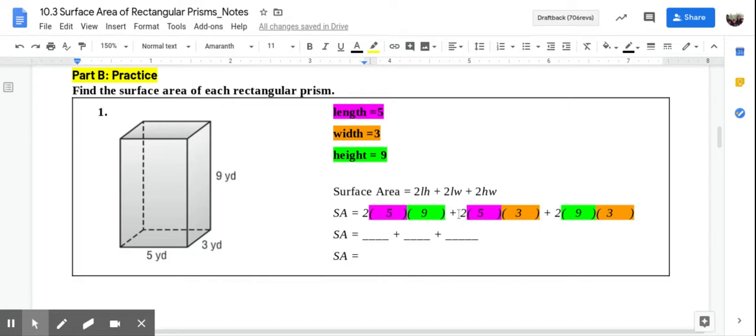Now my next part of my formula is 2 times the length, which is 5, and times my width, which is times 3. So what is 2 times 5 times 3?